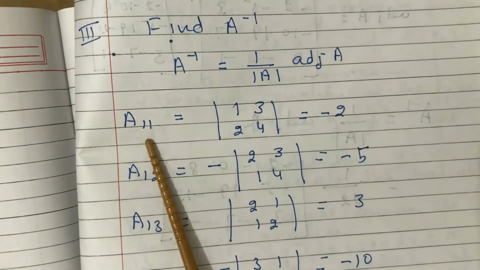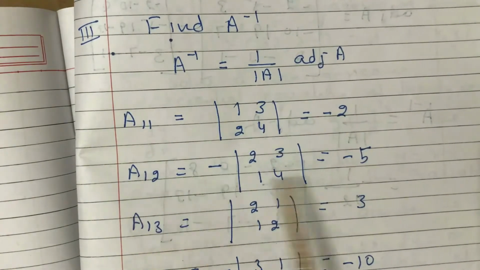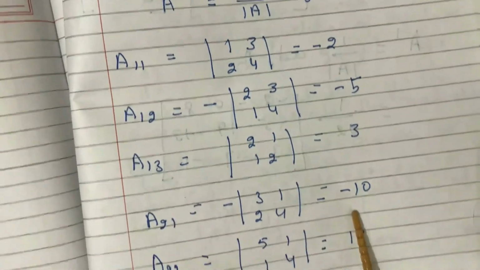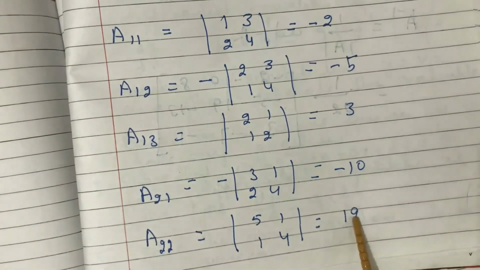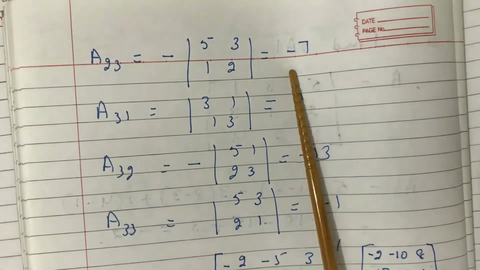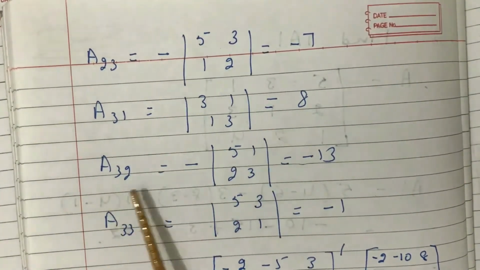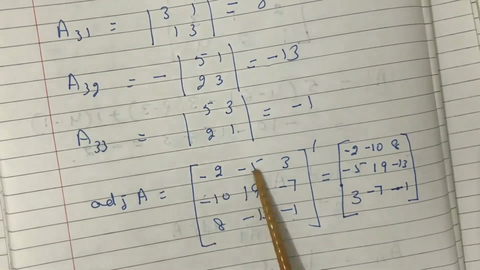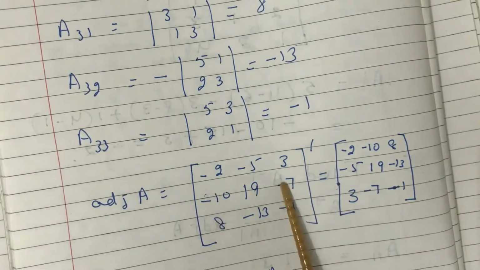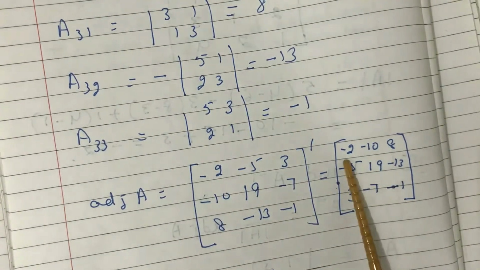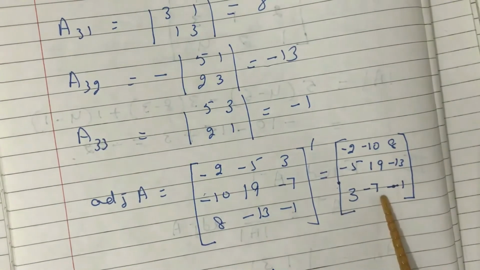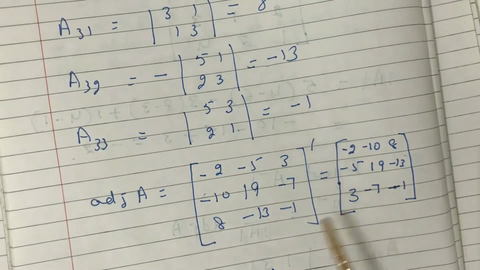Find a11 that is -2, a12 that is -5, a13 that is 3, a21 that is -10, a22 that is 19, a23 that is -7, a31 that is 8, a32 is equal to -13, a33 is equal to -1. Now adjoint of A will be the transpose of this matrix. That will be -2, -10, 8, -5, 19 and -13, 3, -7 and -1.